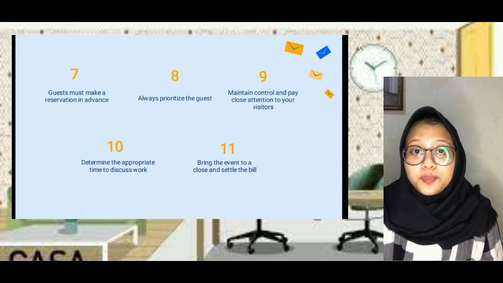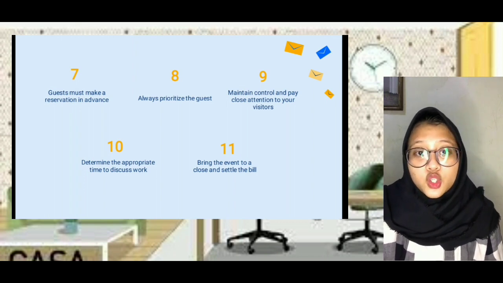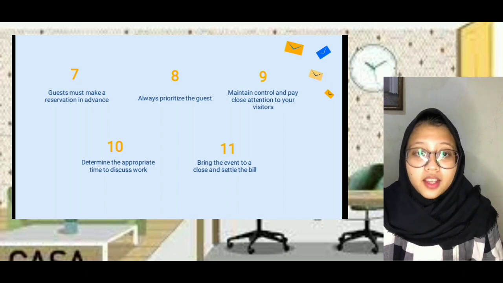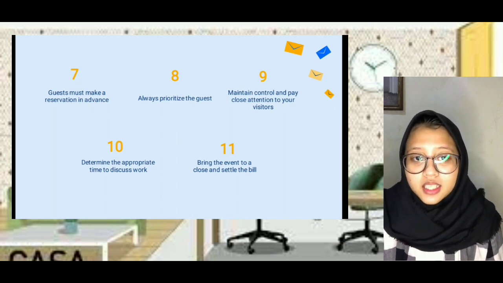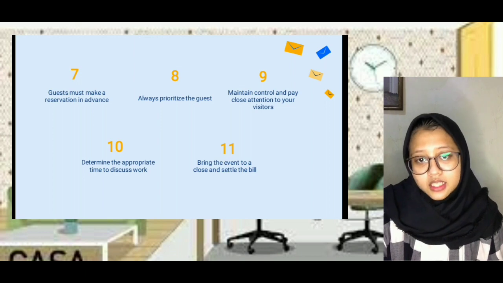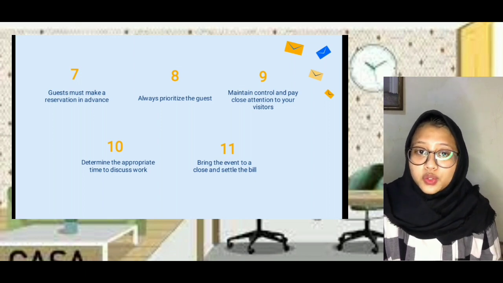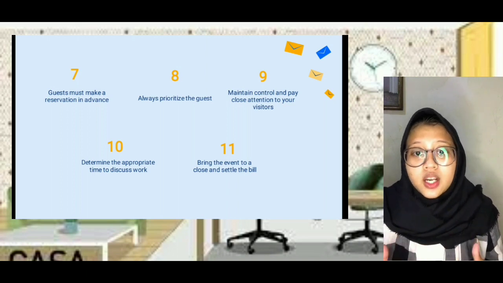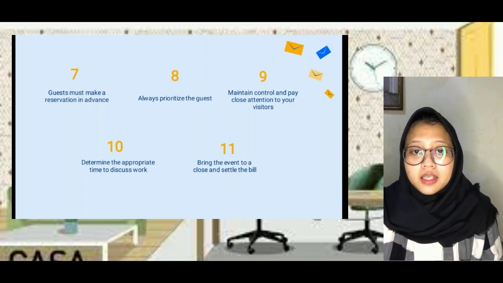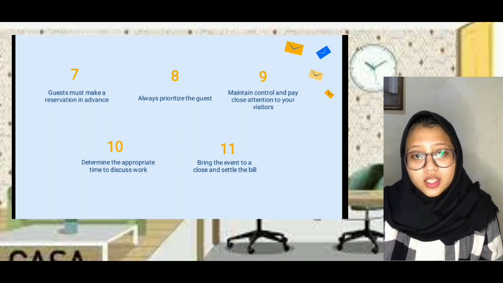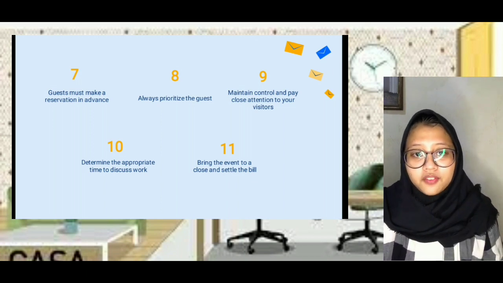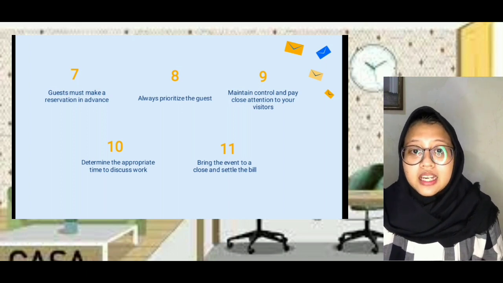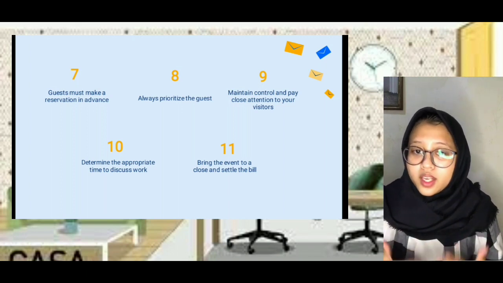8. Always prioritize the guests. Ensure that guests are served first, that bread baskets are available, and that wine glasses are filled before ordering glasses. 9. Maintain control and pay close attention to your visitors. Make sure guests get the appropriate meal by knowing what they're ordering. Handle everything yourself, down to the last detail. The inviter is responsible for informing the waiter.